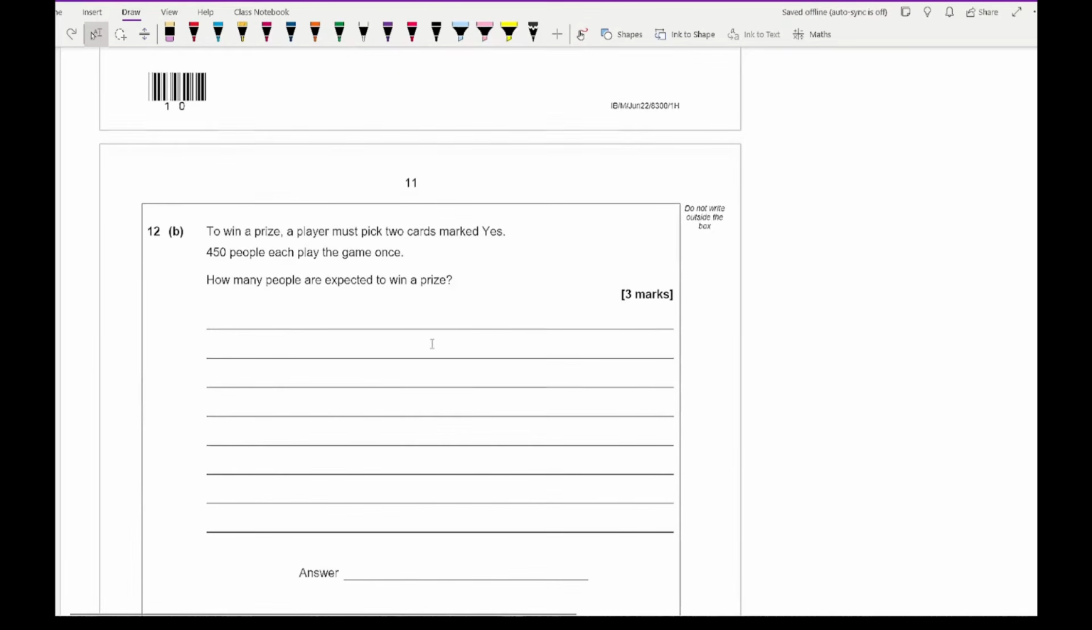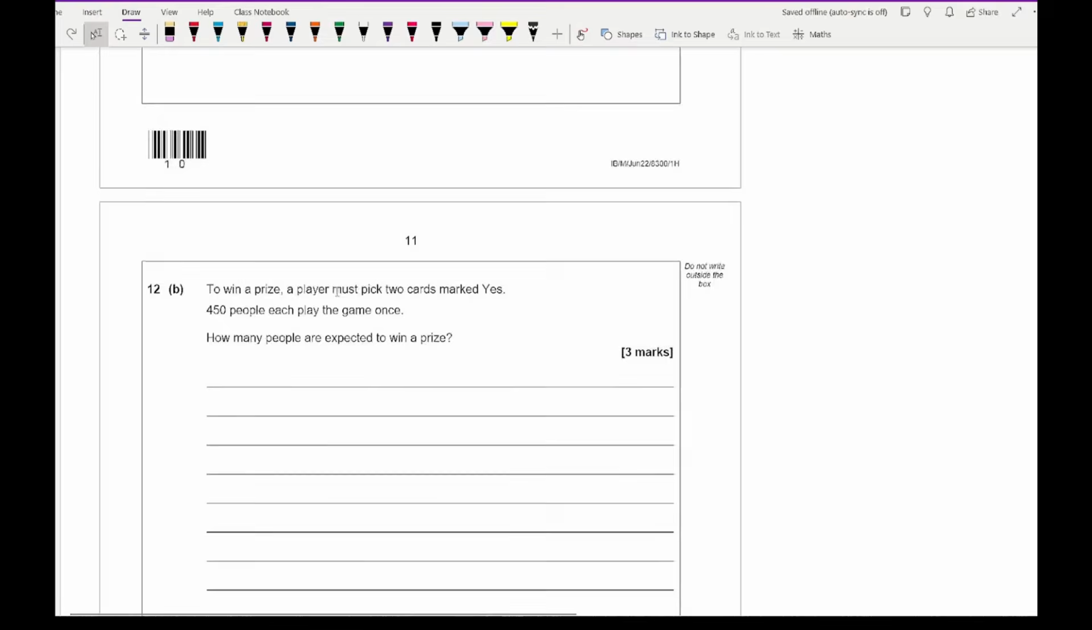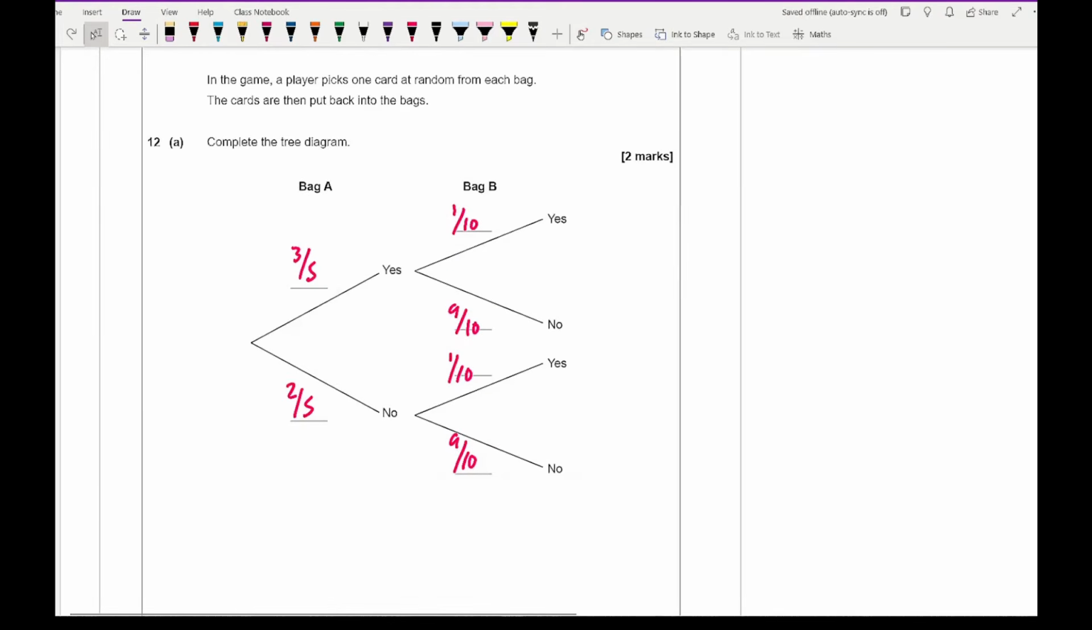Then for part B, it says, to win a prize, the player must pick 2 cards that are marked yes, and 750 people play the game once. How many people are expected to win the prize? So let's have a look. To win, this is for part B, we need to multiply these 2 probabilities together.